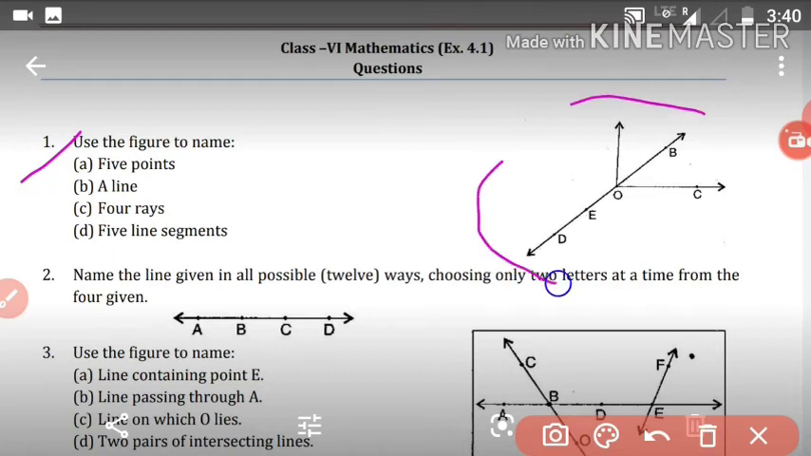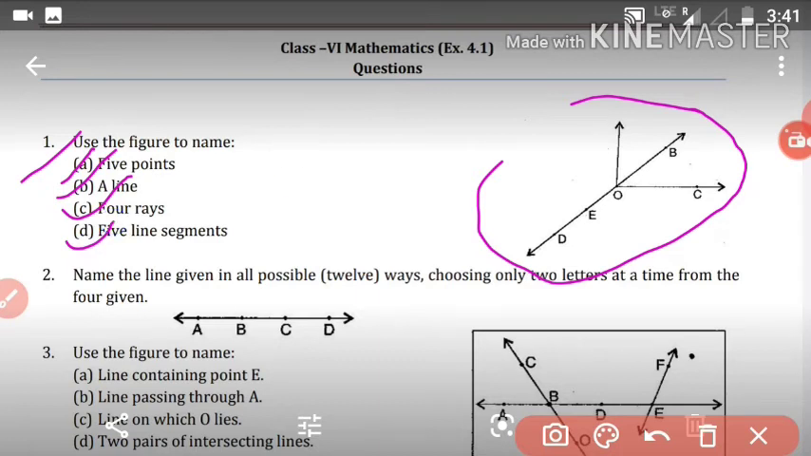So here you can see this figure is given. You have to name 5 points from this figure, and a line, 4 rays and 5 line segments.